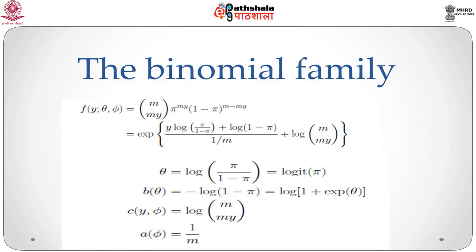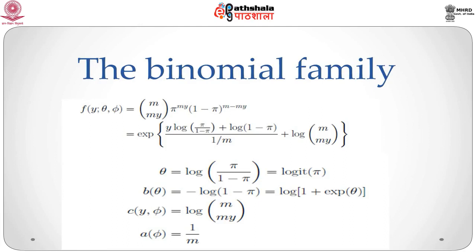Equating this to the one-parameter exponential mass function, we see that the coefficient of y is given by log of pi over 1 minus pi. This means that the canonical parameter for this family is not pi, but is given by theta equal to log of pi over 1 minus pi. Log of pi over 1 minus pi is termed as logit of pi.